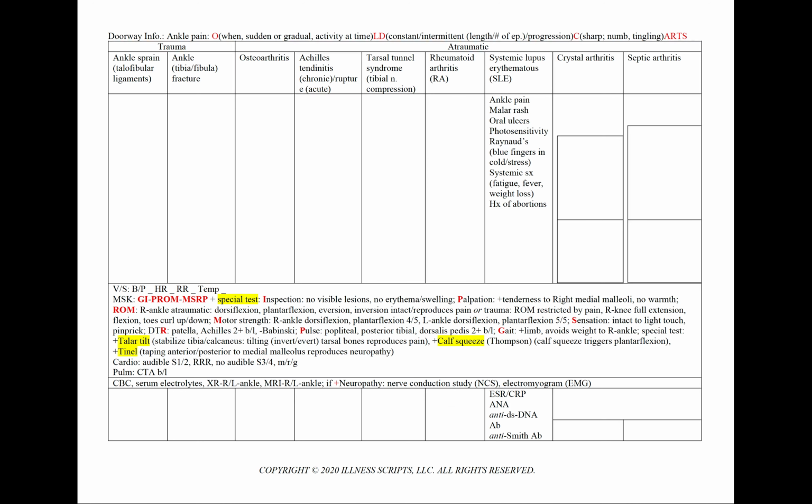In systemic lupus erythematosus, we'll see ankle pain, a malar rash, oral ulcers. Our patient will also be complaining of photosensitivity or Raynaud's, blue fingers in the cold or times of stress, and we could also find the systemic symptoms in our review of symptoms, fatigue, fever, or weight loss, and a history of abortions in our OB-GYN history. We'll order ESR-CRP, ANA, anti-double-stranded DNA antibodies, and anti-Smith antibodies.